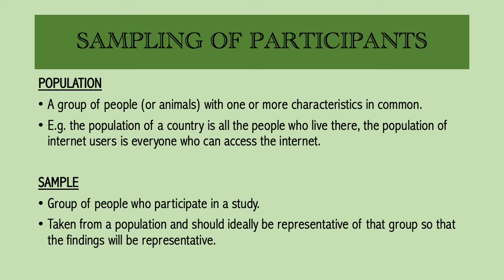For example, the population of a country is all the people who live there. The population of the internet, basically everyone who can access the internet. If I say population of Brunei, it means everyone who lives in Brunei. If I say population in Malaysia, it means everyone that lives in Malaysia. Okay? I think that's pretty much straightforward, right? Or if I say population of mobile phone users, it means everyone who uses a mobile phone. That's population. Okay? Sample means those who participate in a study.